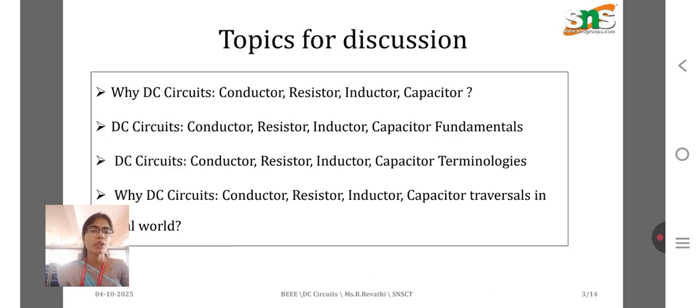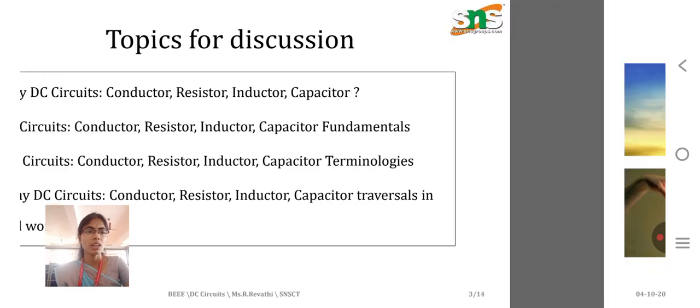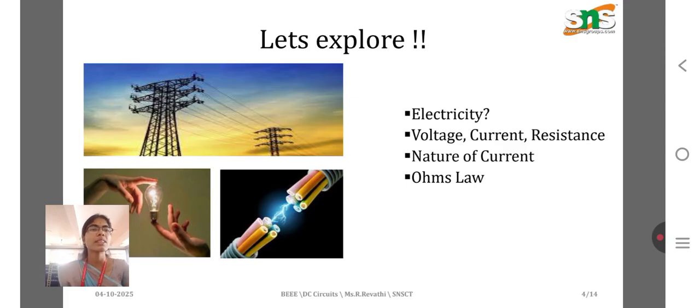What are all the topics we are going to discuss? Why DC circuits, conductor, resistor, inductor, and capacitors are important for electricity. What are the basic fundamentals of these components? This is basically called the passive and active elements. Then DC circuit terminologies and their real world applications. These are all the things we are going to cover in this lecture video.